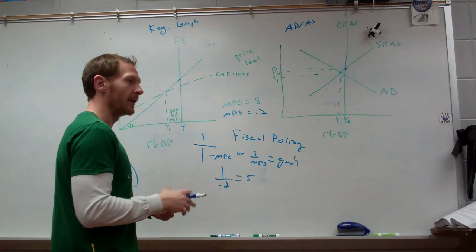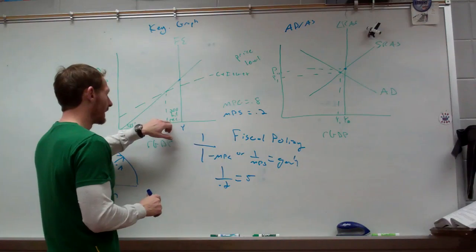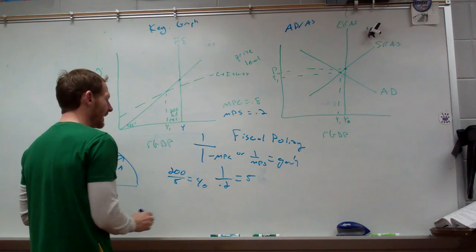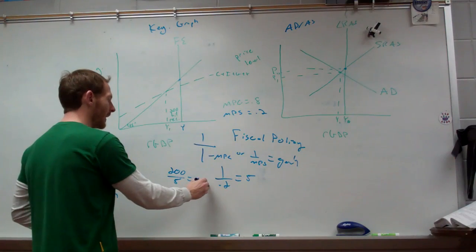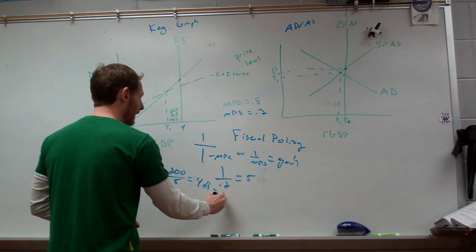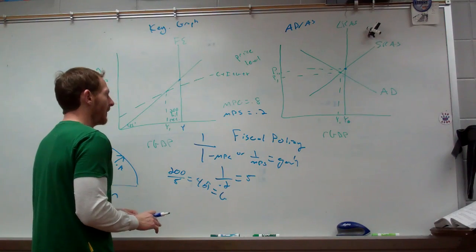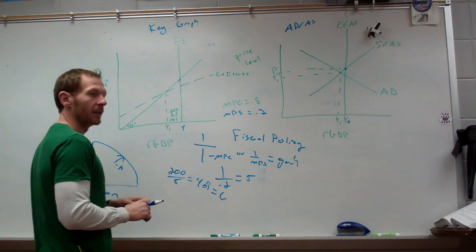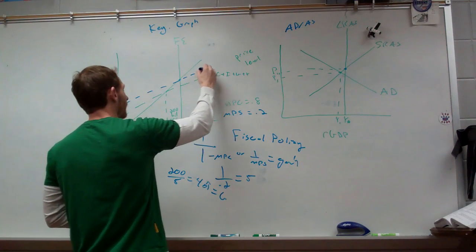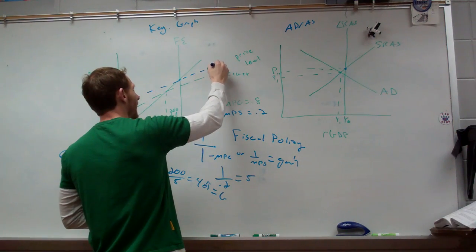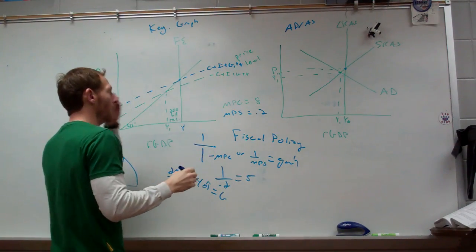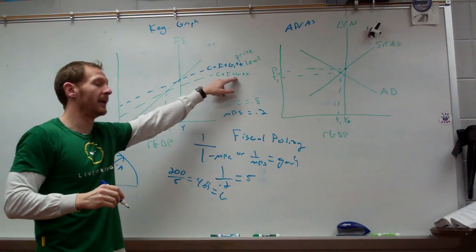So if we want to increase government spending, we just take the gap here, the $200 billion, divided by 5, and it comes up to 40, and we need to increase government spending by $40 billion. So this would be an increase of G of 40 billion, and that would alleviate this. And our new curve would look like this, and it would be C plus I plus G sub 1 because we have a new level of government spending.